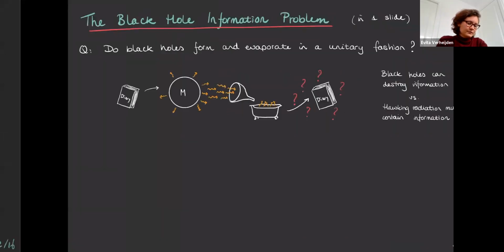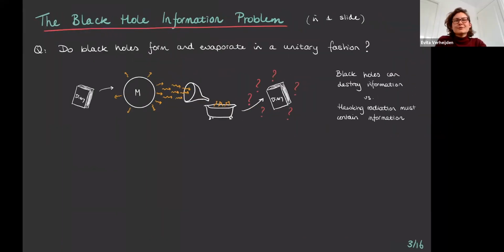Okay, so here's my one-slide summary of the black hole information problem. And the question at stake is basically, do black holes form and evaporate in a unitary fashion? So here's a cartoon. We throw stuff inside, a black hole radiates. In principle, we have no access to the degrees of freedom behind the horizon, but one could ask, if I collect that radiation, can I retrieve the information that was inside it? And this has been a paradox for a long time, because at first sight, it seems like you wouldn't be able to retrieve that information.